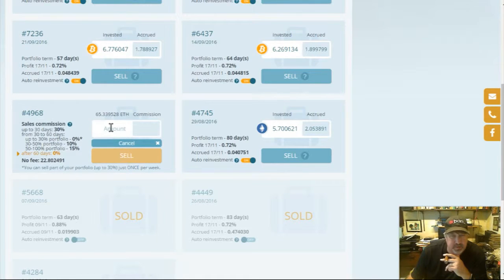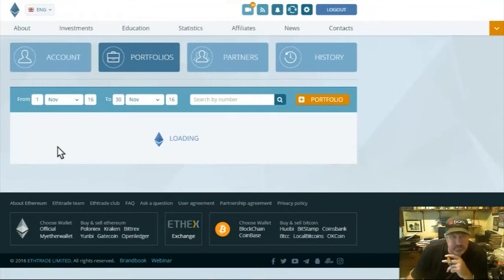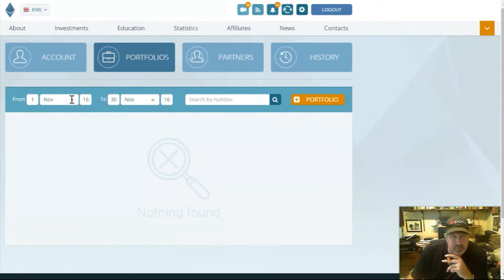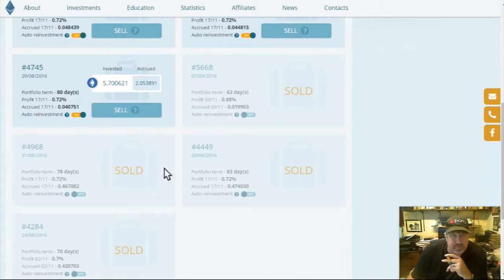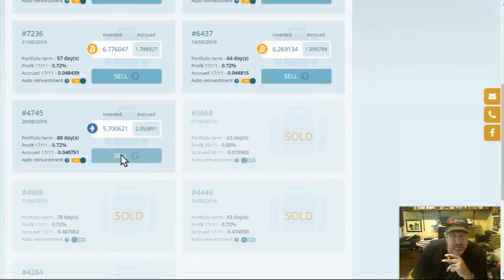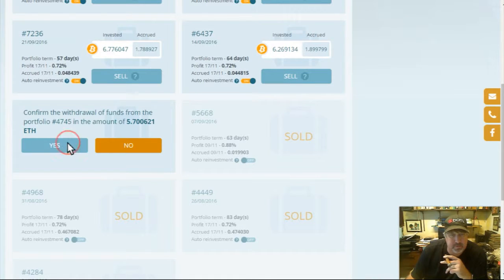So in this one, we're going to sell 65.339528. Confirming, yes. And let's do one more reload. And this last one's just a little one. You can see that sold off. Last one is just 5.7. Go ahead and sell that. 5.700621. Sell it off. Confirm it. Yes.